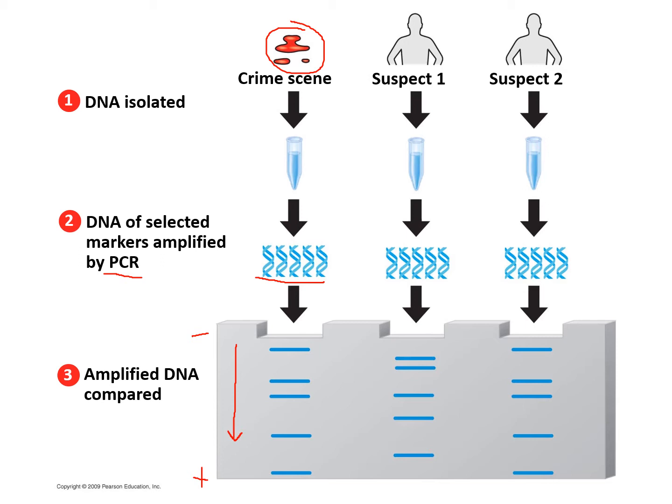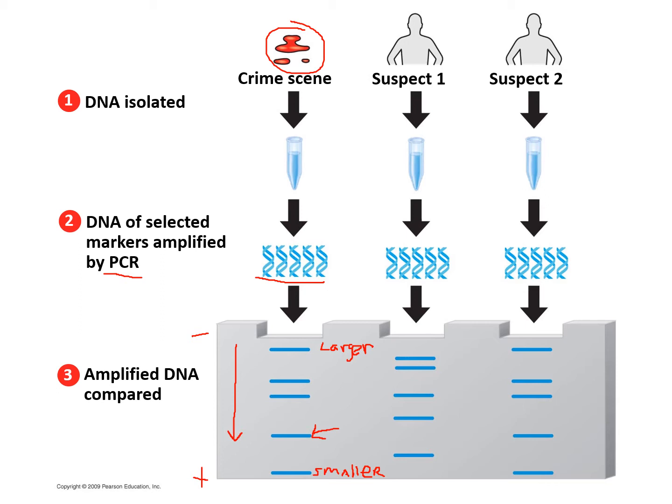And the larger fragments will not travel as fast as the smaller fragments. Just as we learned about in diffusion, smaller molecules diffuse faster than larger ones. So the larger ones will not travel through the gel as far, as quickly as the smaller ones will. And each one of these lines here on the gel will indicate fragments of the same size.